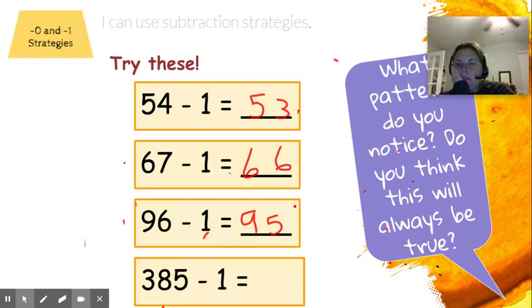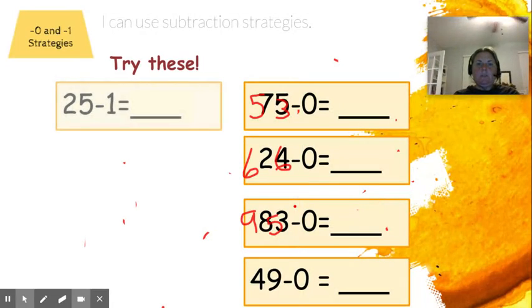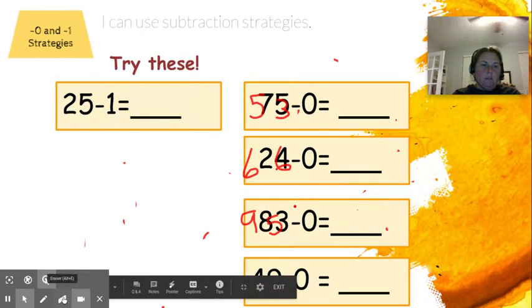Okay, let's go to the next one. What pattern do you notice? Well, we know we're just going to go back 1. So we look at that ones place and we hop back 1, right? Do you think this will always be true? You're right. It will always be true. All right, let's try some more.